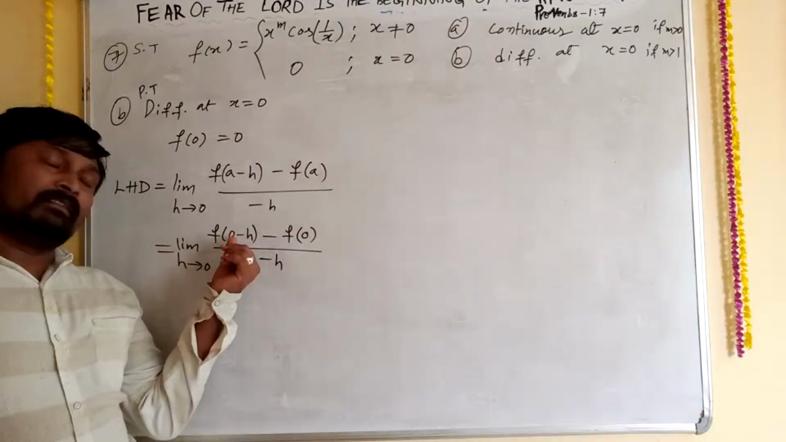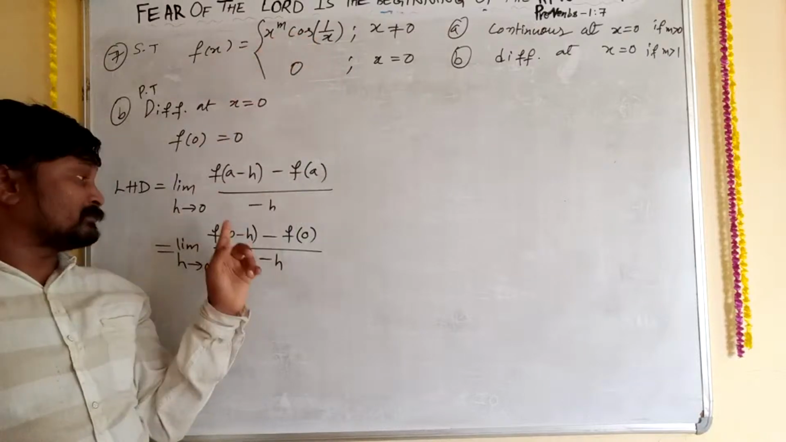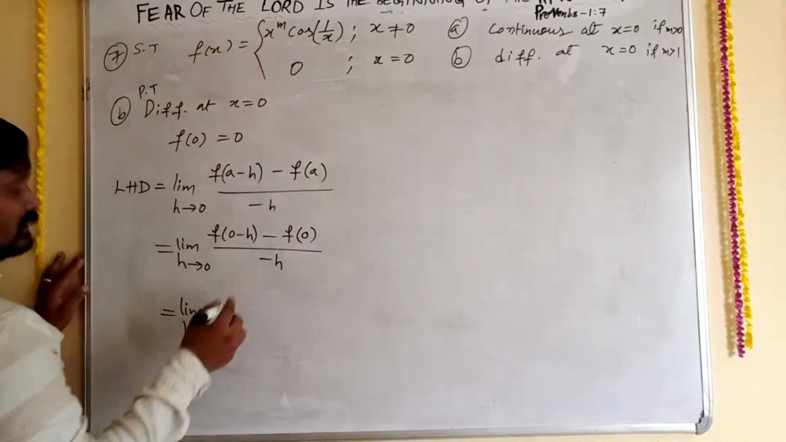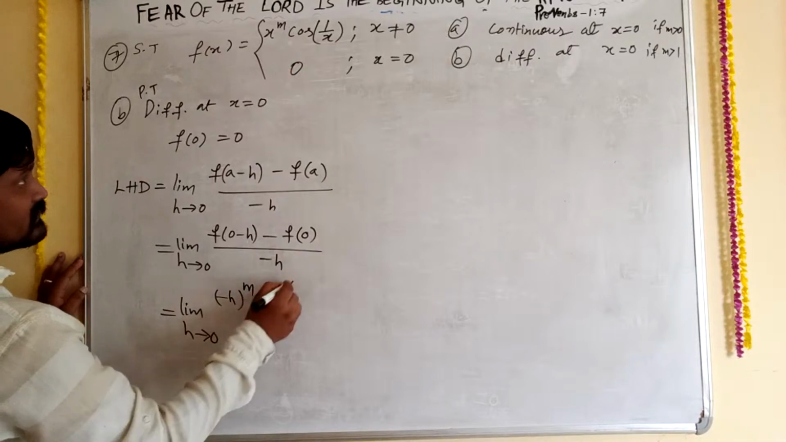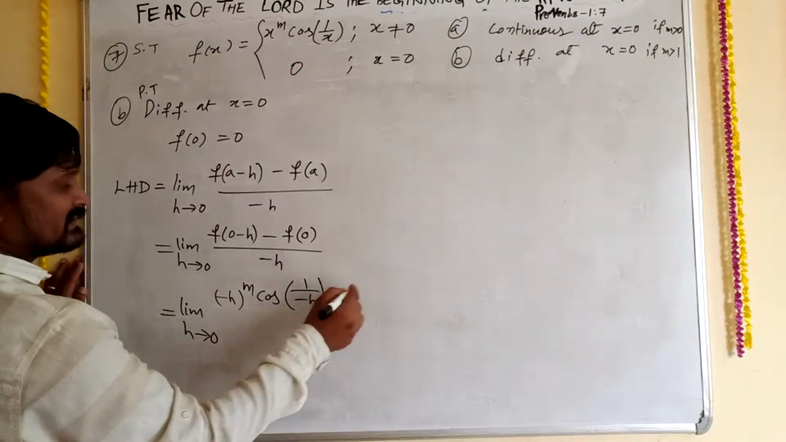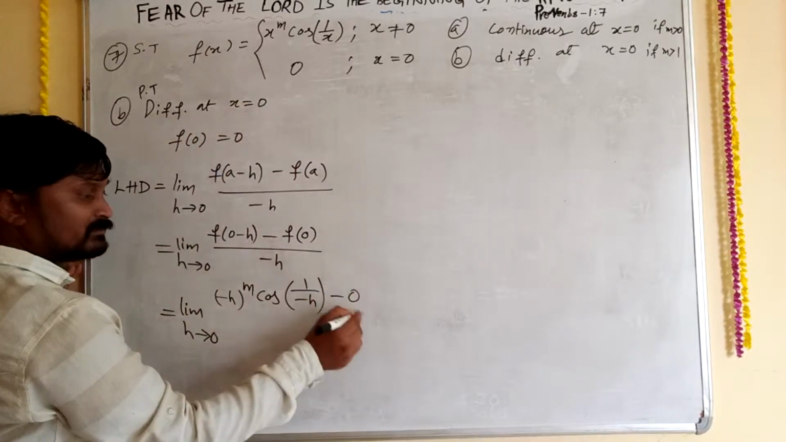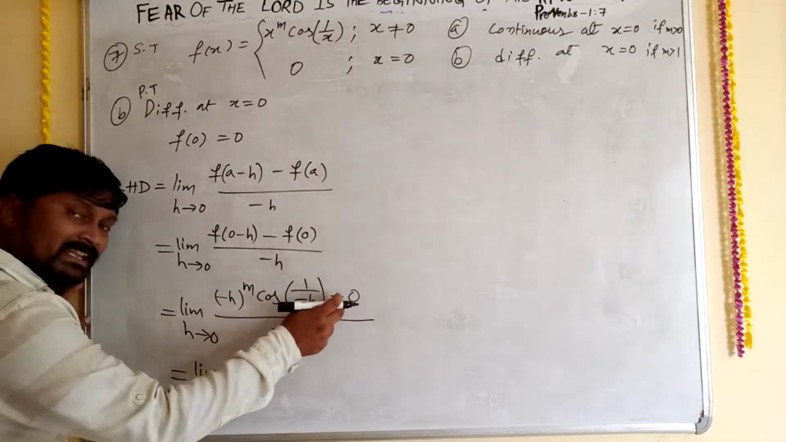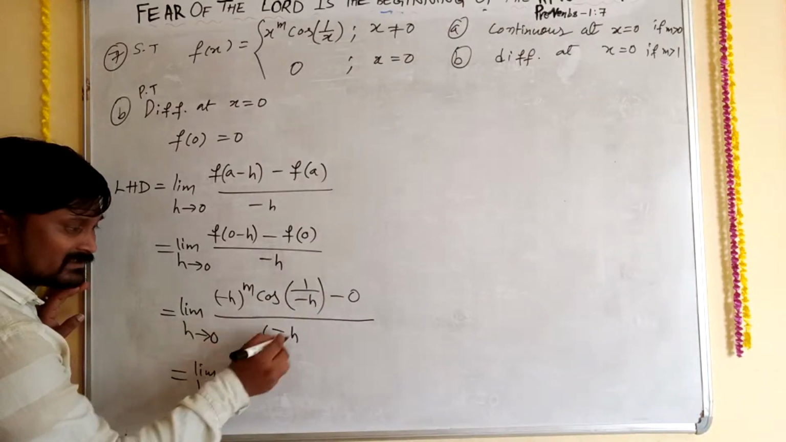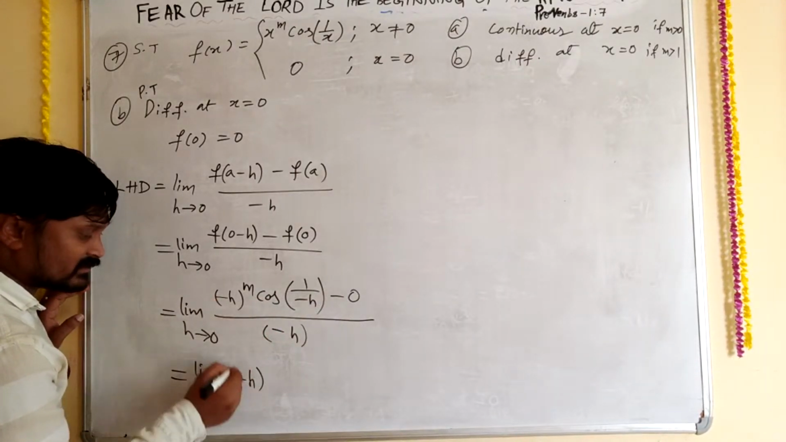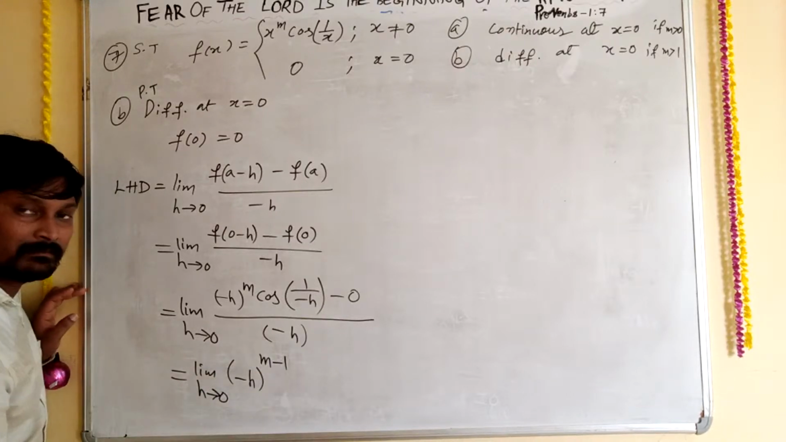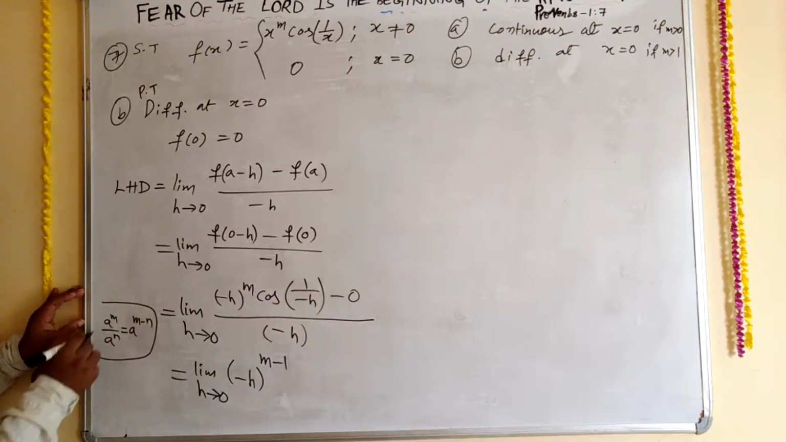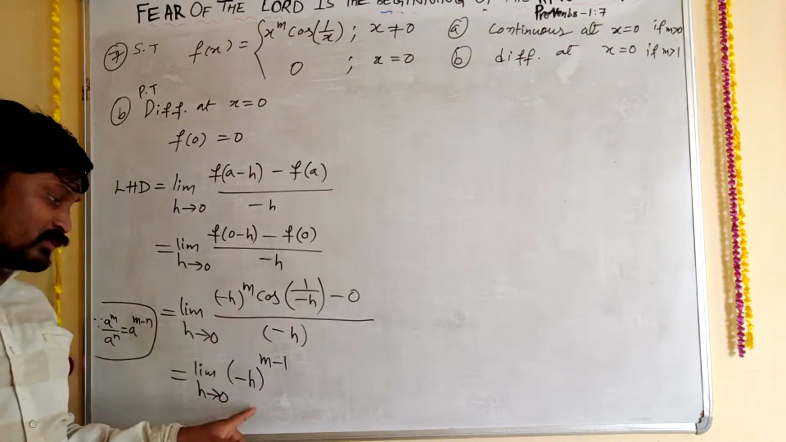So now observe carefully. Wherever my x is there in this place, substitute minus h. When you substitute minus h, what will we get? Limit h tends to 0. Substitute here minus h whole power m cos 1 upon minus h. Like previously what we did, same method. F of 0 is nothing but 0 here, so keep 0 minus h. So this is equal to limit h tends to 0. Anything subtracted with 0 will give the same number. So now here minus h, here also minus h is there. So we can write minus h whole power m minus 1, because you know that a power m upon a power n is equal to a power m minus n. So by using this formula, we wrote this minus h whole power m minus 1.